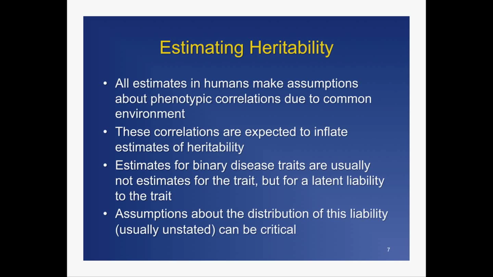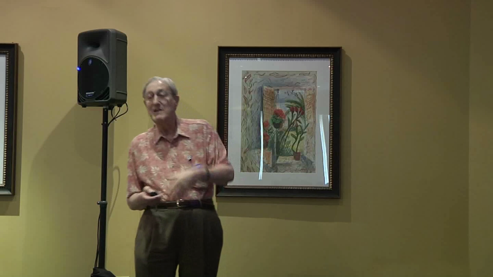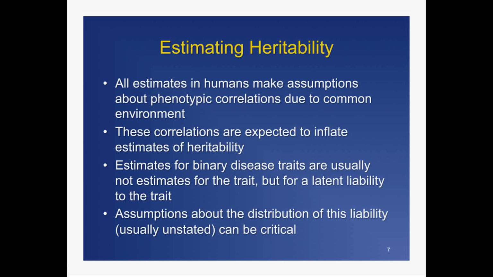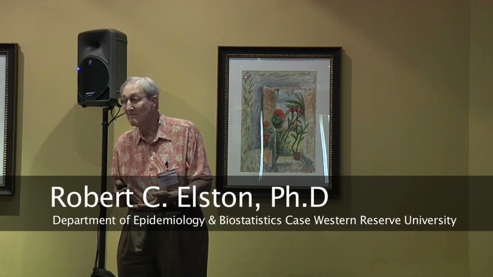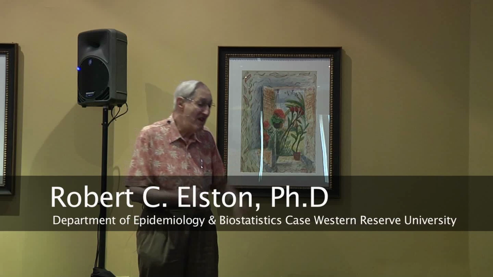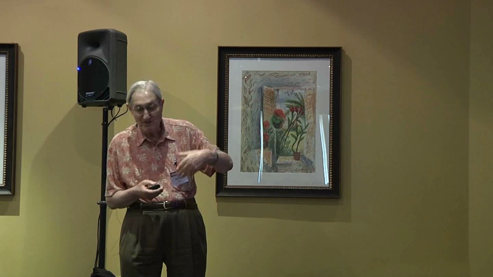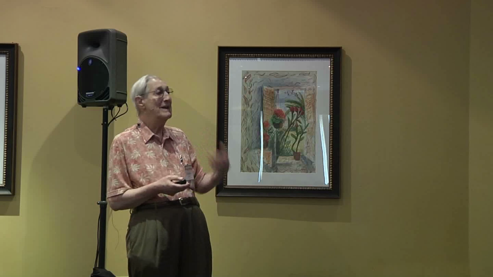All right. Now, how do we estimate heritability? I've said, people are doing this because they say, well, you've told us we have to show the trait's familial, so now we'll go and estimate heritability before we start. Fine. So, all estimates in humans make assumptions about phenotypic correlations that are due to the common environment between two relatives. All right? You've either got to assume it's not there, or that it's the same for different kinds of relatives. And these environmental correlations, if you don't do something about them, would be expected to inflate an estimate of heritability.